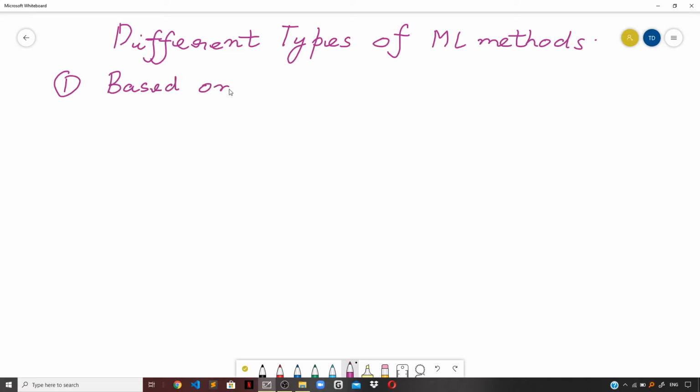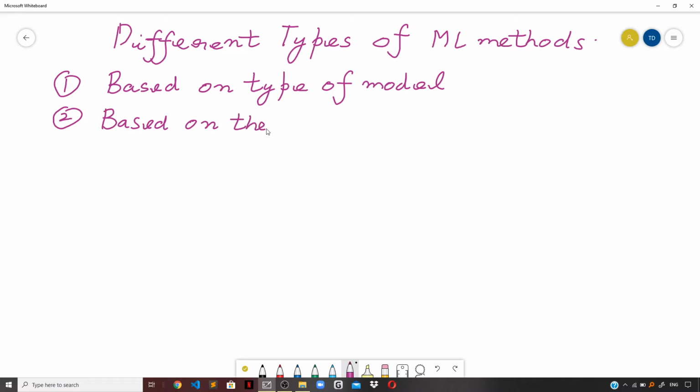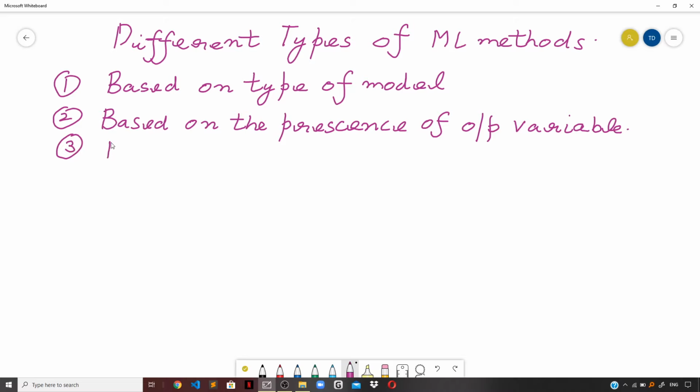Based on type of model. Number two, based on the presence of output variable. Output variable. Then number three, based on the type of output variable.